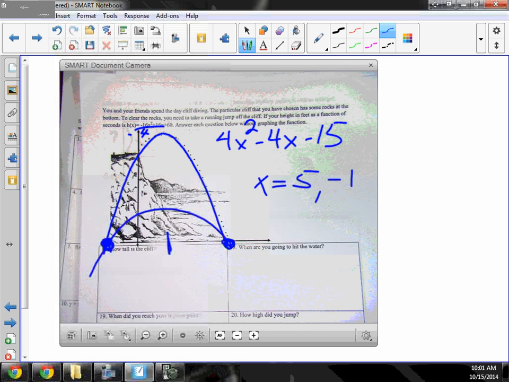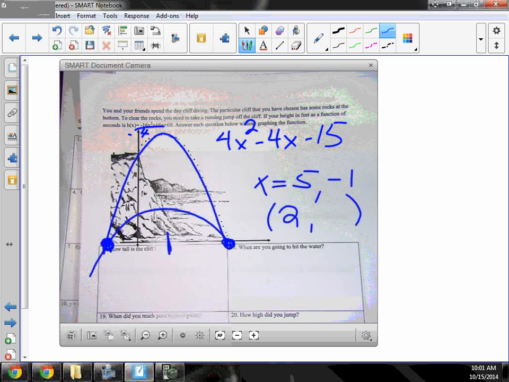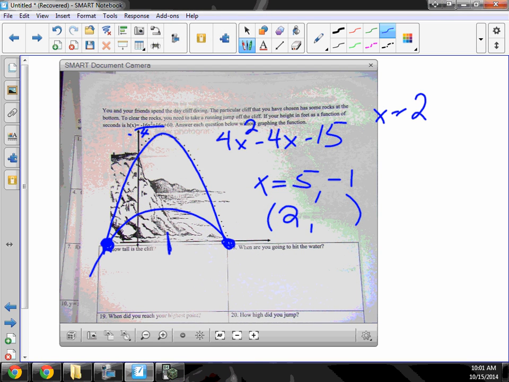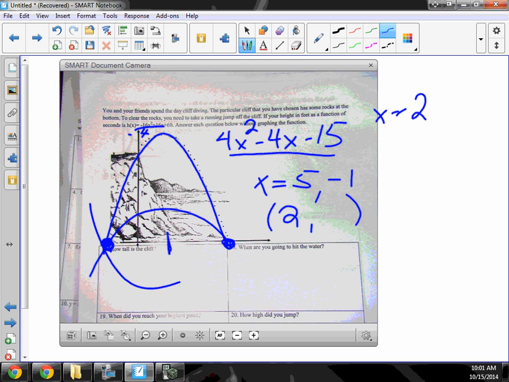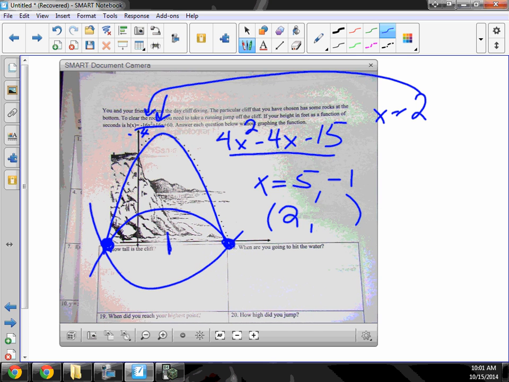So the maximum occurs at 2 comma something. How would I find that something? And again, these numbers are wrong. I would plug the 2 in for x, right? So I'm going to plug in x equals 2. Which equation would I use? The original. Why not this one? It's been altered and flipped. So I'd plug 2 in there. Let's say I got y equals 70.